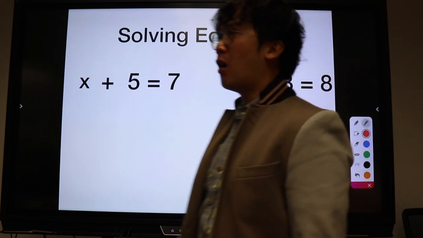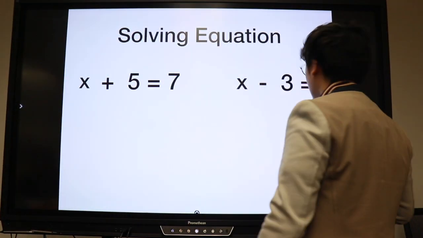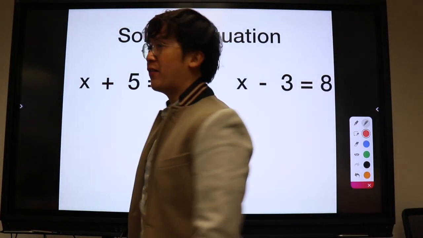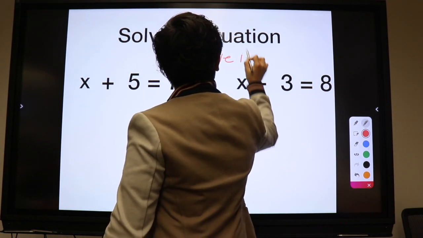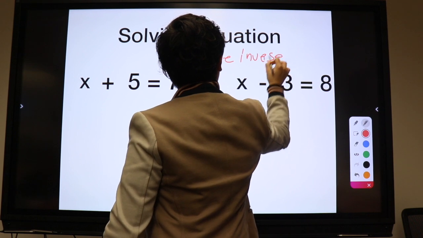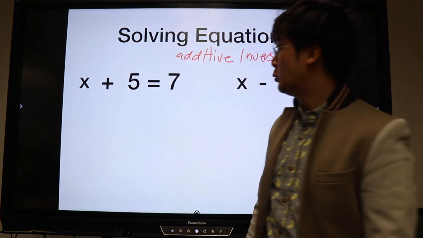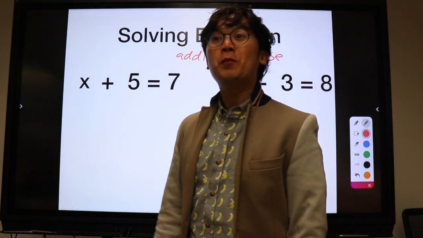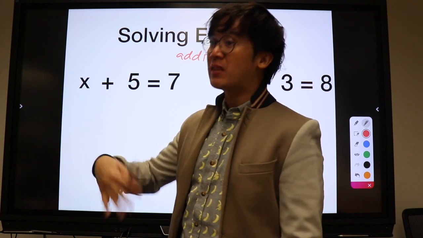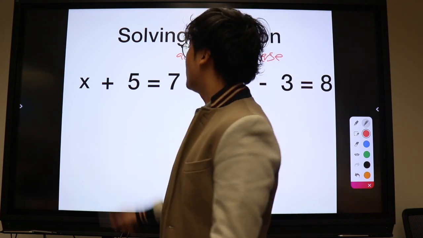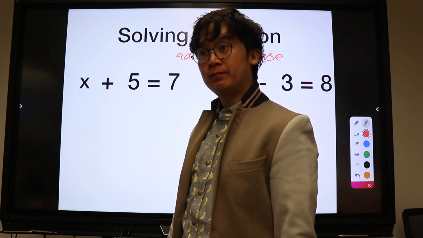Now, how do we solve an equation like this in mathematics? x plus 5 equal to 7. We're going to be using the additive inverse, which means you need to get rid of 5 or make 5 equal to 0 so that x will be by itself. That is the mathematical way on how we solve the equation. So, how are we going to make 5 equal to 0?